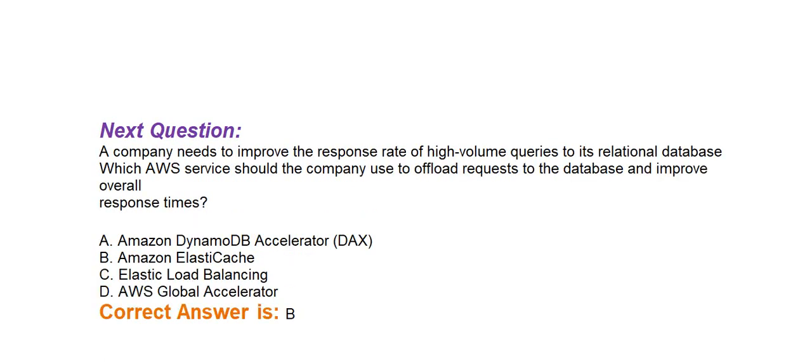Next question is, a company needs to improve the response rate of high-volume queries to its relational database. Which AWS service should the company use to offload requests to the database and improve response times? Option A, Amazon DynamoDB Accelerator, DAX. Option B, Amazon ElastiCache. Option C, Elastic Load Balancing. Option D, AWS Global Accelerator. Correct answer is option B, Amazon ElastiCache.